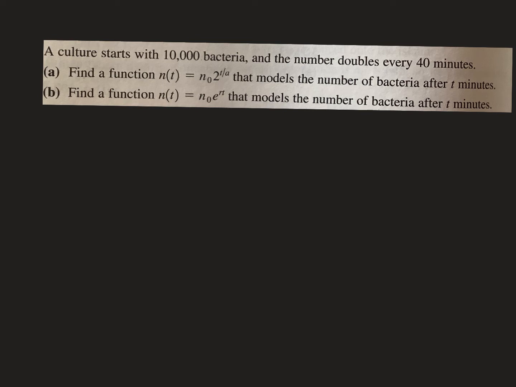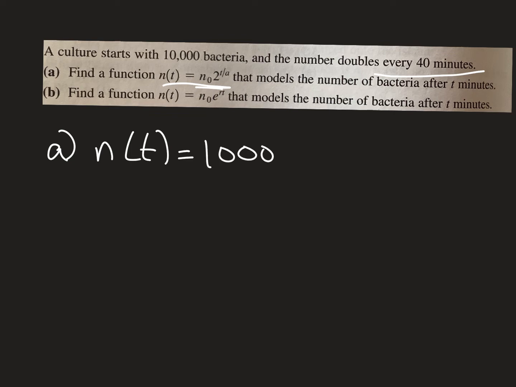This one says the culture starts with 10,000, the number doubles every 40 minutes. Okay, this is doubling, so it means I can use this function. The first one we did, part A, says find a function that models it. So I would do n of t, the initial population 10,000 times 2 to the t over a. A is 40 minutes, so I'll just put over 40. That's in minutes here. And then part B, they want you to do the other type of model that we just got finished doing. So I'm going to say n of t.